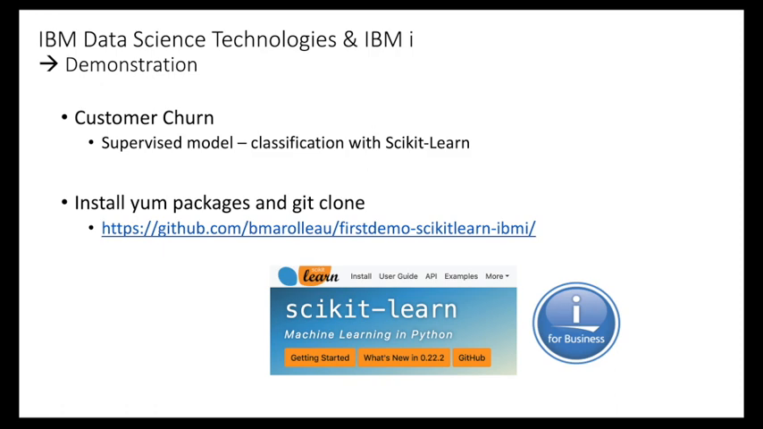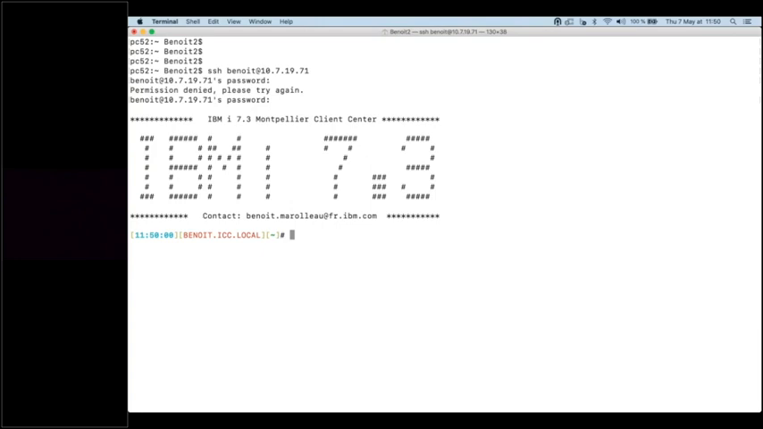And this is the Git you have to use if you want to replicate the demo at home. So let's now proceed with the demonstration. So I'm on my IBM i 7.3, latest version of PTF. So I'm connecting through SSH to the PASE environment. I've already pre-installed the necessary packages and libraries in my PASE environment.